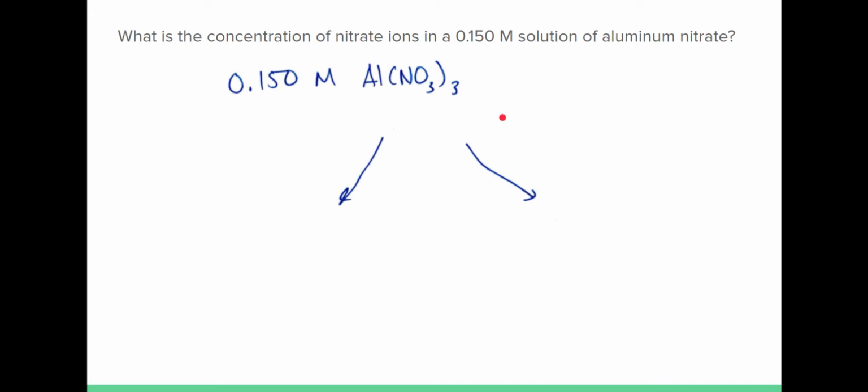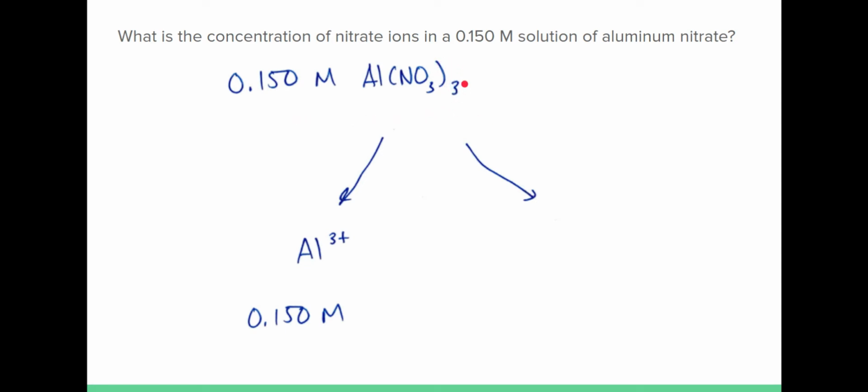When this ionic compound dissolves, first we have its chemical formula. Aluminum nitrate is Al(NO3)3. We know that its original concentration is 0.150 molar. In this compound, there is one aluminum cation for every one formula unit of the compound. So the concentration of aluminum 3+ should be exactly the same as the original compound that dissolves.